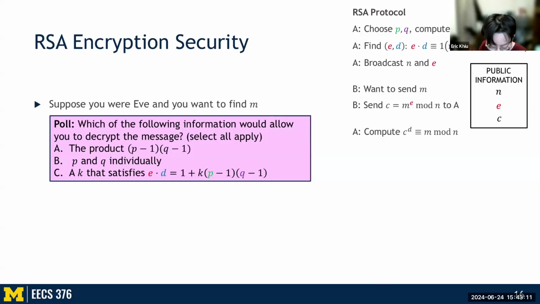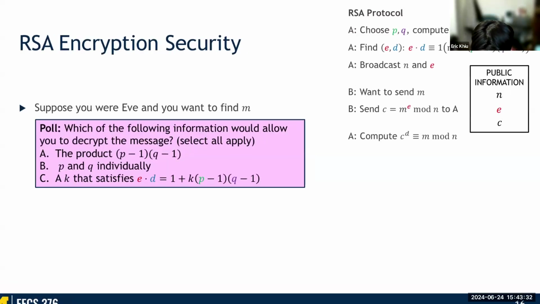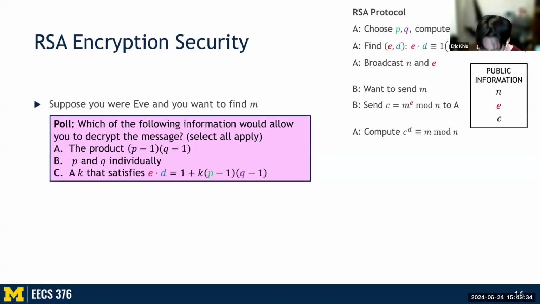The first one, option A, is the product of (P minus 1)(Q minus 1). Option B, you have the exact values of P and Q, which are the distinct primes. And C is a K that satisfies this equation: E times D equals 1 plus K times (P minus 1)(Q minus 1). For reference, you have the RSA protocol right here.